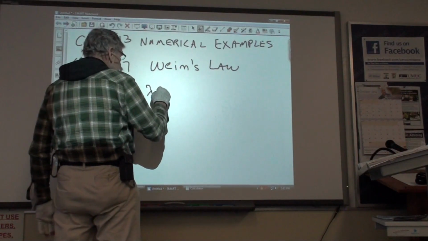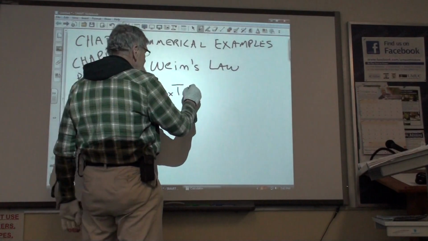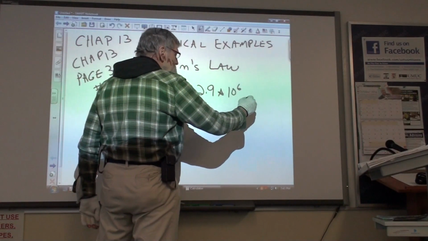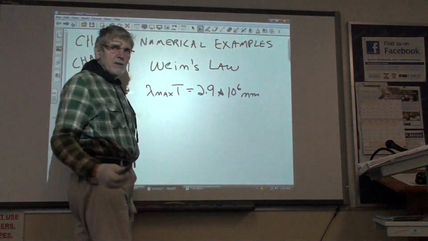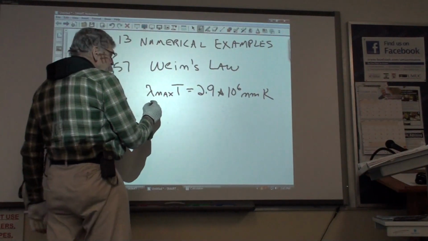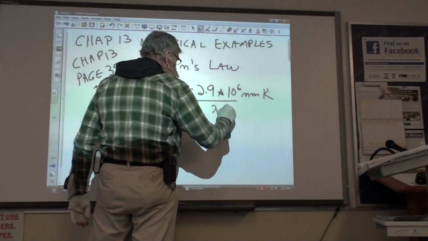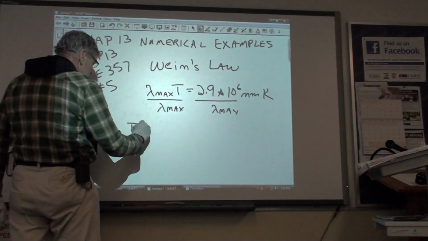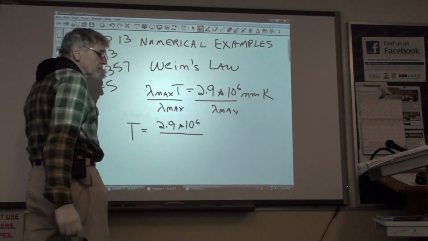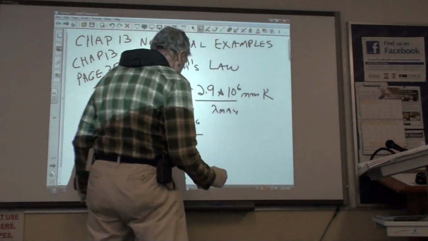Which says that the maximum wavelength that is radiated times the surface temperature of the star is a constant, 2.9 times 10 to the 6, as long as you measure the wavelength in nanometers and the temperature in degrees Kelvin. So if we divide both sides by lambda max, then we see that the temperature is given by 2.9 times 10 to the 6 divided by lambda max, and in this problem they tell you that lambda max is 200 nanometers.